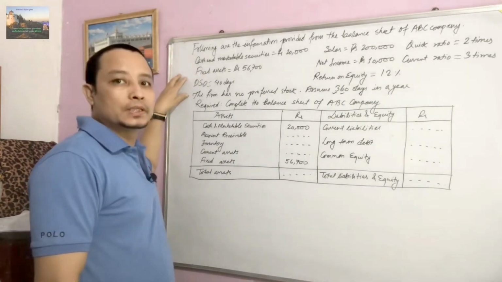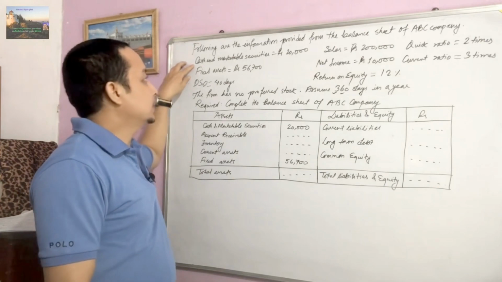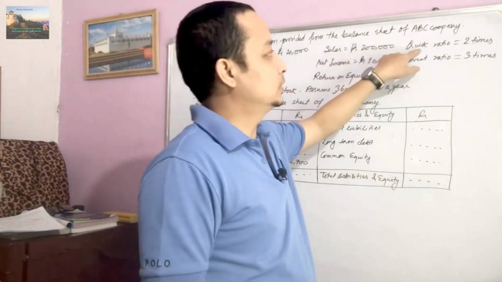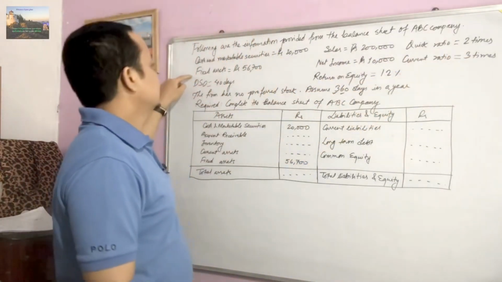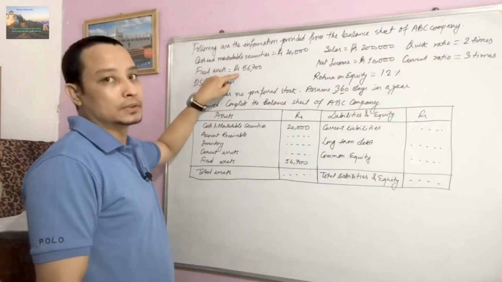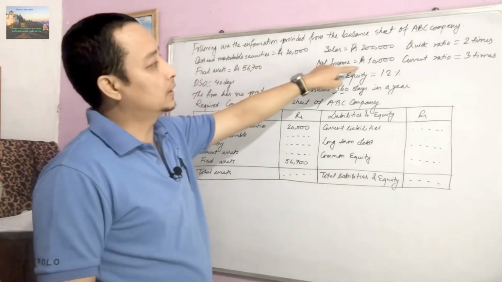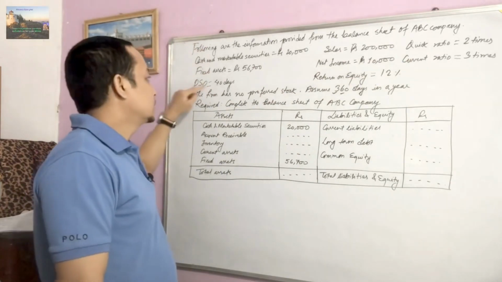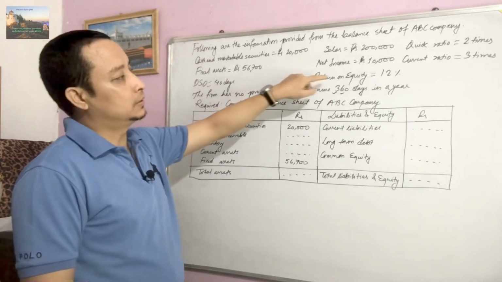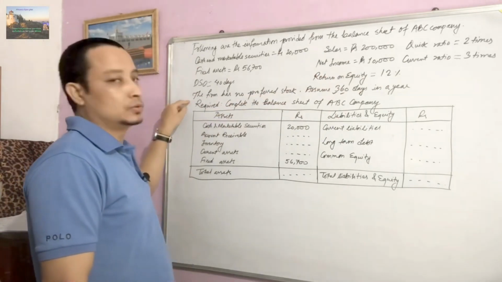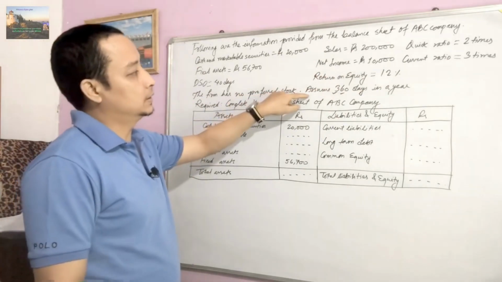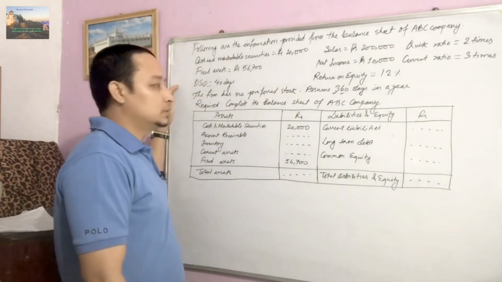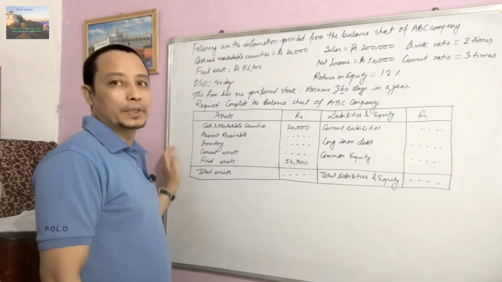So here different informations are provided. Cash and marketable securities rupees 20,000, sales rupees 2 lakh, quick ratio 2 times, fixed asset rupees 56,700, net income rupees 10,000, current ratio 3 times, days sales outstanding 40 days, return on equity 12%. The firm has no preferred stock. Assume 360 days in a year. These are the informations given in the question. By using these informations, now you have to complete the balance sheet.